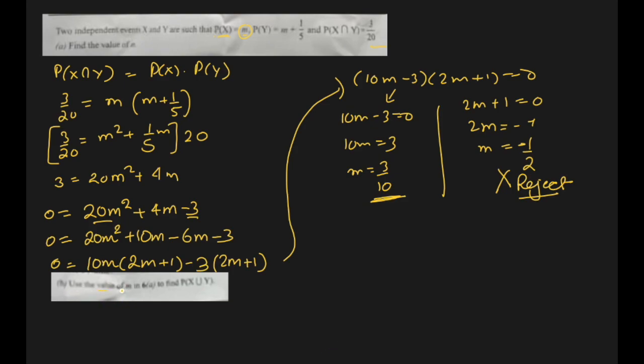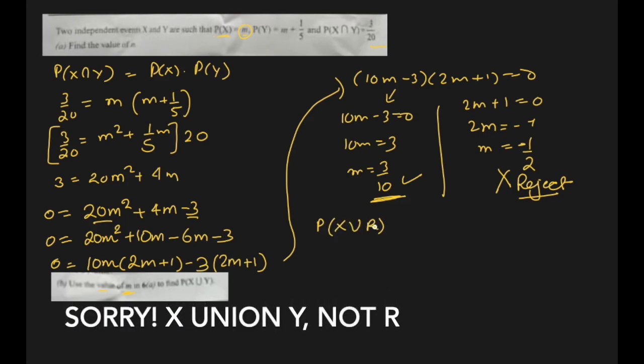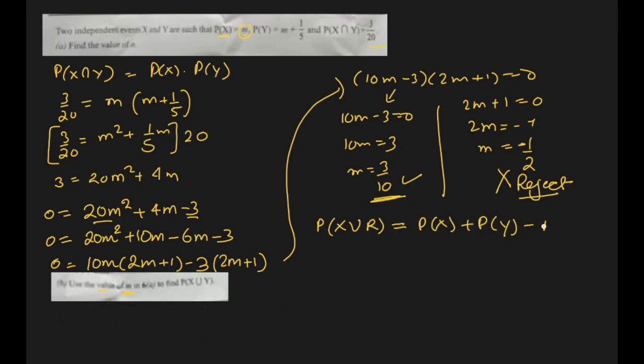Part B, use the value of m in 6a, which is this, to find P(X union Y). X union Y means this or this, which means both of them included. Any one of them can happen. So we can write the formula for this like this. This is how we find union.